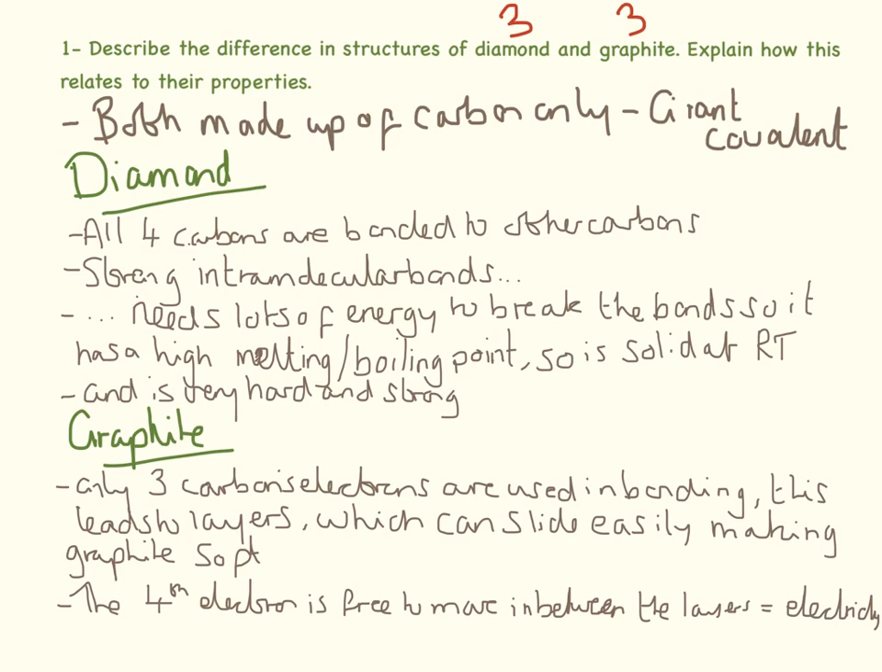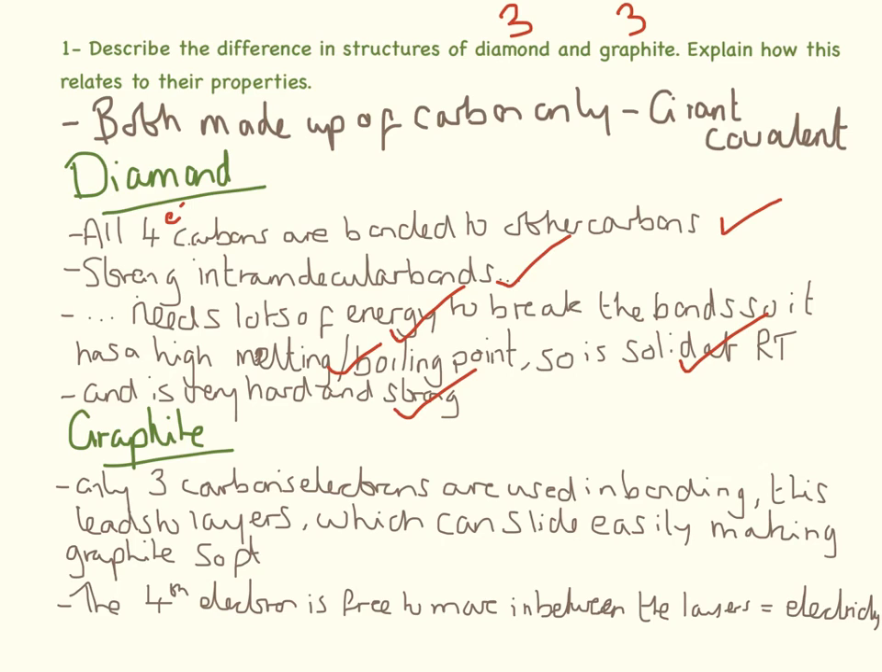So, diamond: all 4 of the electrons in carbon are bonded to other carbons. They have very strong bonds, which need lots of energy to break. So it has a high melting and boiling point and is a solid at room temperature. Each place that I'm giving a tick, you can give yourself a tick as well. And finally, diamond is very hard and strong. Now you can see I've written lots more about diamond there than is going to be allowed in the 3 marks that I've given myself. So you can see there is a bit of leeway in the mark schemes.